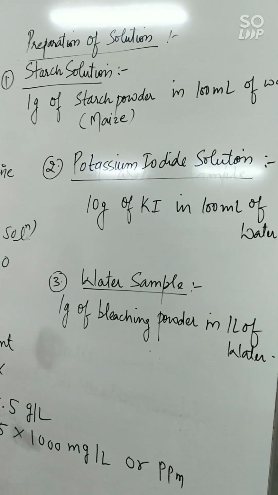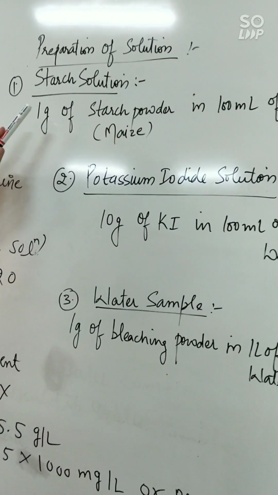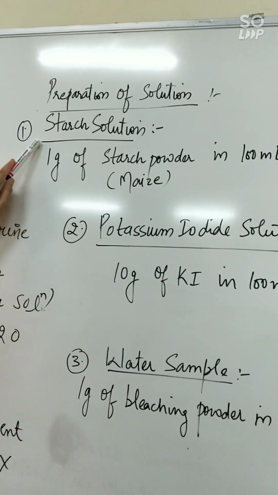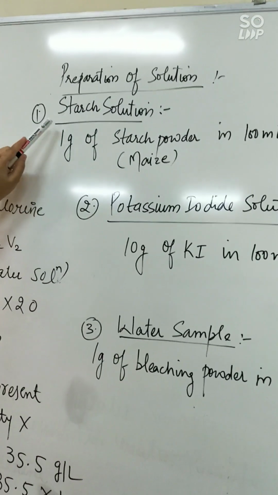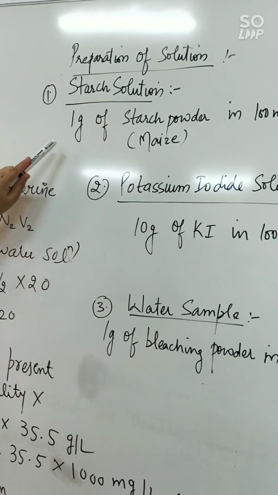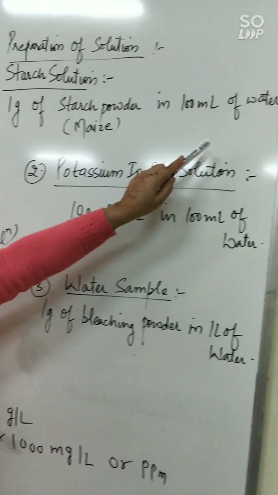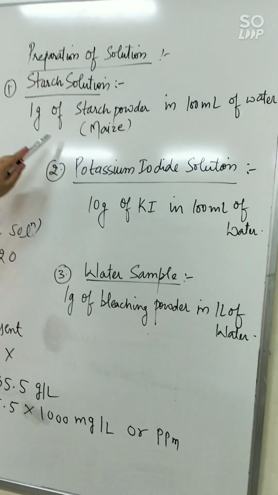So firstly we will discuss the preparation of solutions. First is your indicator, that is starch solution. It should be freshly prepared. How will we prepare starch solution? We have to dissolve 1 gram of starch powder in 100 milliliters of water. So this is how we will prepare starch solution.